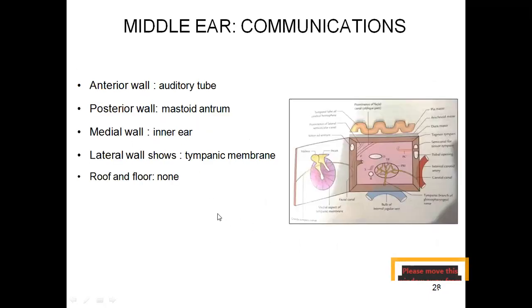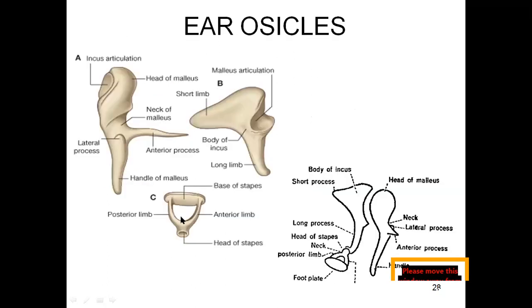Now let us see what communications the middle ear has. Through the anterior wall, it communicates with the nasopharynx through the eustachian tube, the auditory tube. The posterior wall has an opening, the aditus to mastoid antrum. The medial wall communicates with the inner ear through fenestra vestibuli and fenestra cochleae. The lateral wall shows the tympanic membrane. The roof and floor have no communications unless they are not ossified, as during infancy. Otherwise, we do not have any communications in the tegmen tympani and the floor.